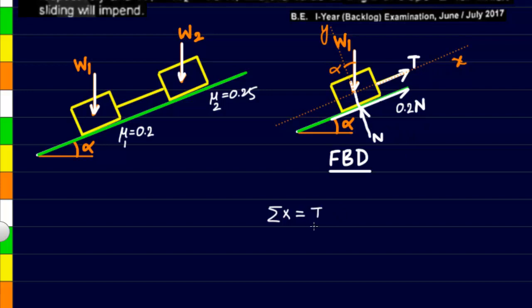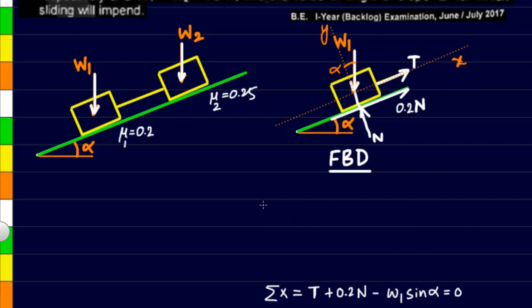Tension T is in the direction of x itself, so all of it will come in x direction. Of course, it is positive, so it's going to be plus. Then 0.2 N is also in positive x direction, so that has to be taken as positive. The component of W1 will be opposite to this, so it has to be taken as minus, and the component itself will be W1 sine alpha. The remaining forces are perpendicular to x-axis, so they will not have any effect on this. So this total has to be equal to 0.